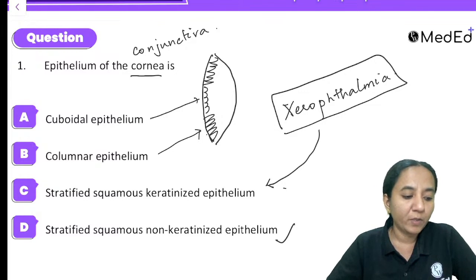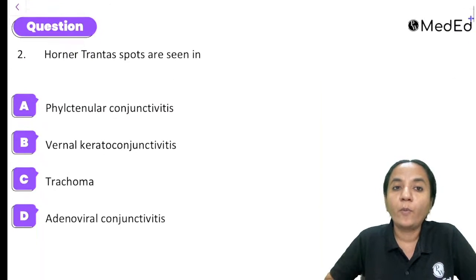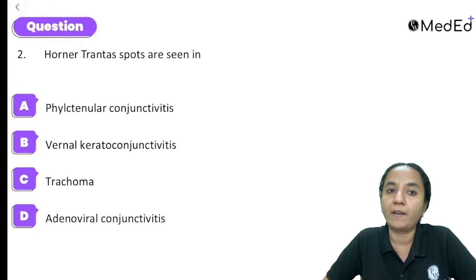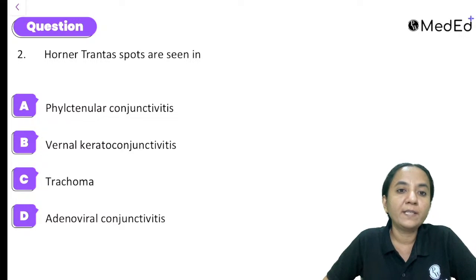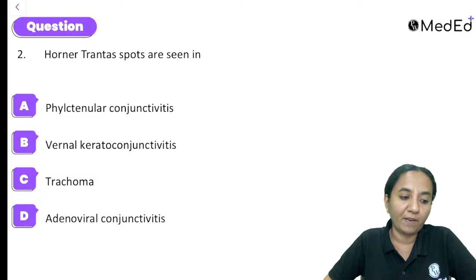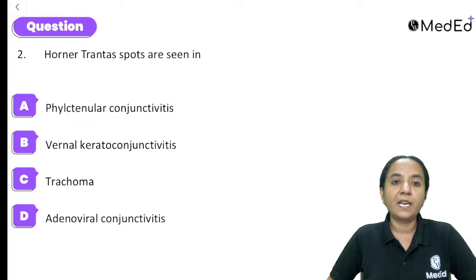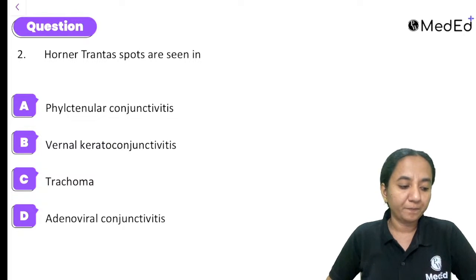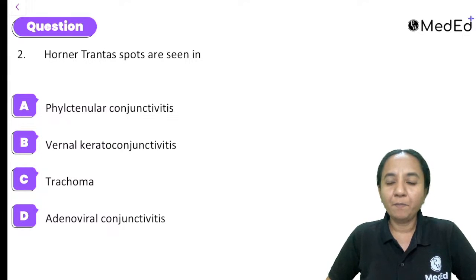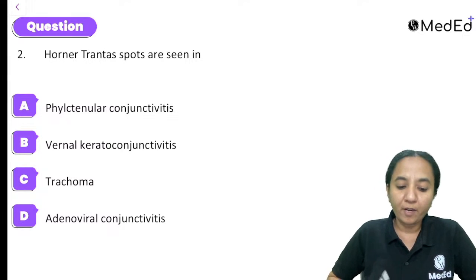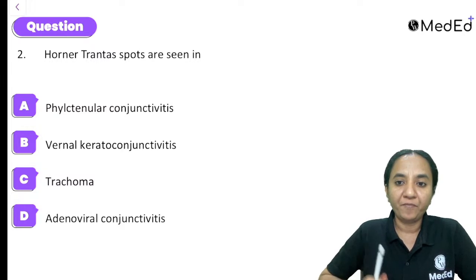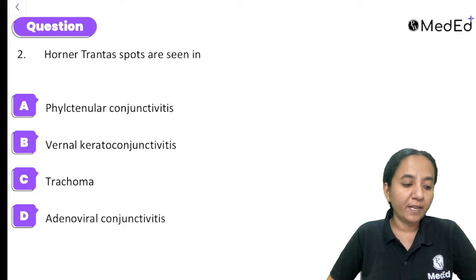Let me go to the next question. Where do we get to see Horner-Trantas spots? Do we see them in phlyctenular conjunctivitis, vernal keratoconjunctivitis, trachoma, or adenoviral conjunctivitis? Where do we get to see HT spots or Horner-Trantas spots? I think this is a simple question that everybody will be able to answer.